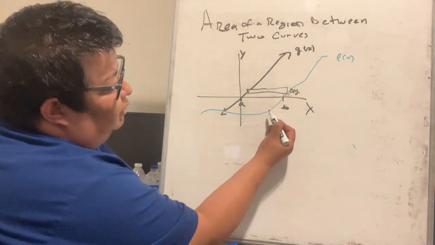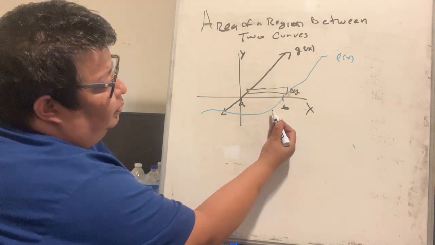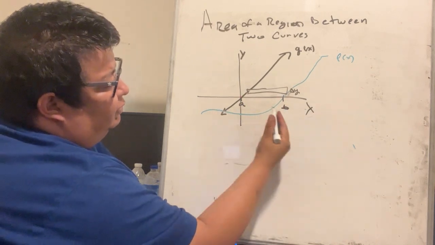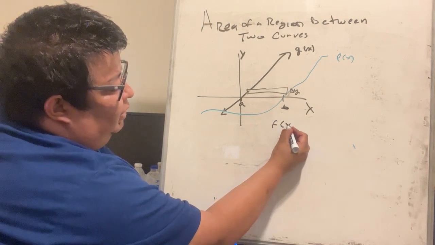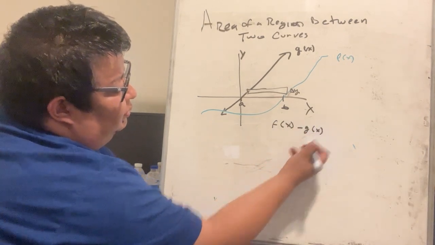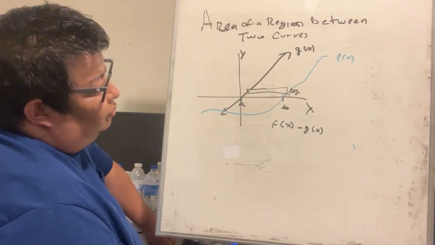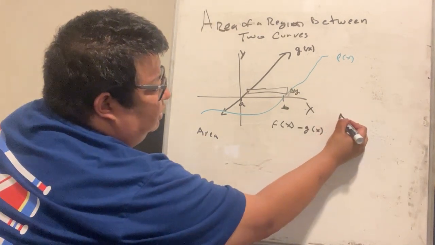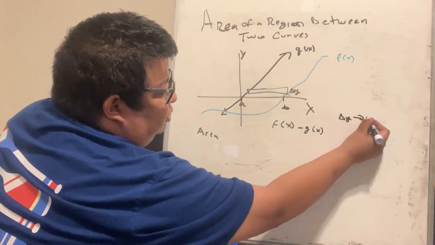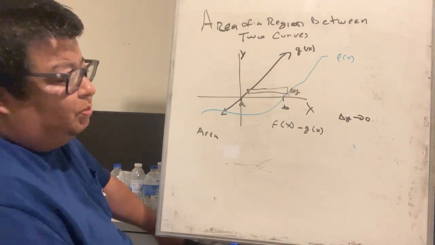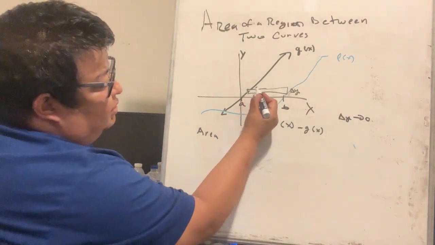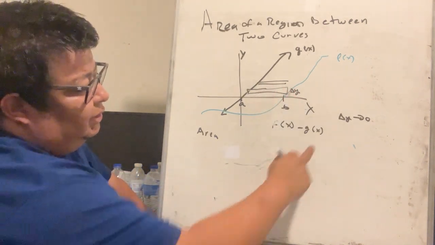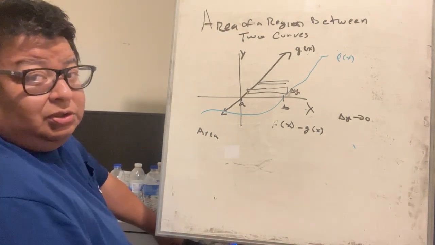So now we're looking to compute the integral or the sum. We're going to subtract from right to left. So we're going to do f of x minus g of x. So now the area, again, we let delta y approach 0. That means we want to make it as small as possible. Make this thinner and thinner to get a better approximation. You let the limit approach 0.